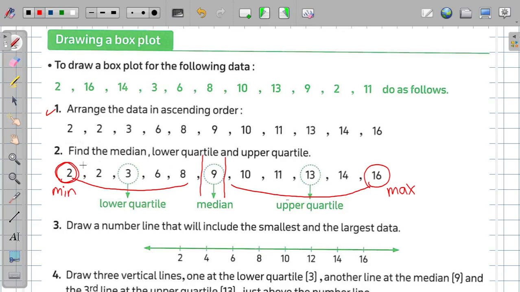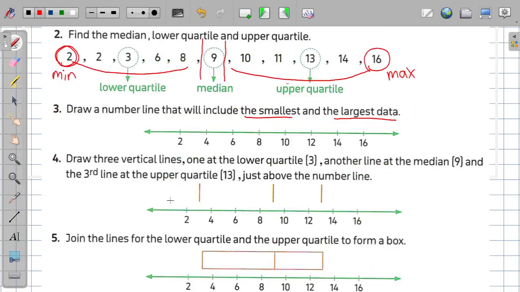The first group here, its median is 3 because 3 is in the middle. And the upper half here, its median is 13. So the lower quartile is 3 and the upper quartile is 13. After that, we'll draw the number line that will include the smallest number and the largest number. The smallest number here is 2 and the largest number is 16, so I will start with 2 and end with 16. After that we will draw 3 lines.